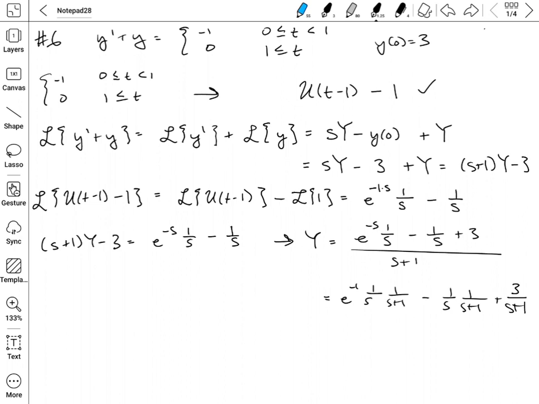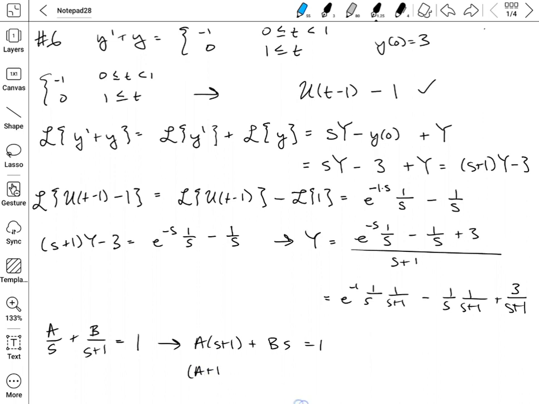I think I'm about to do that. Yeah, what I'm going to do is I'm going to take a over s plus b over s plus 1, and I want that to be equal to 1 over s times s plus 1. I wrote that down wrong just now, sorry.